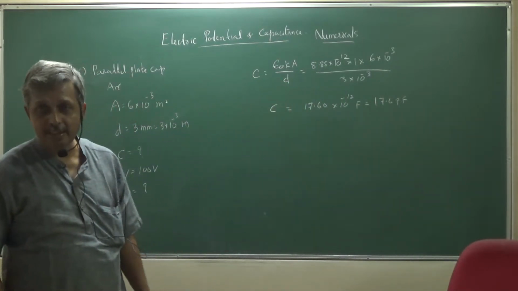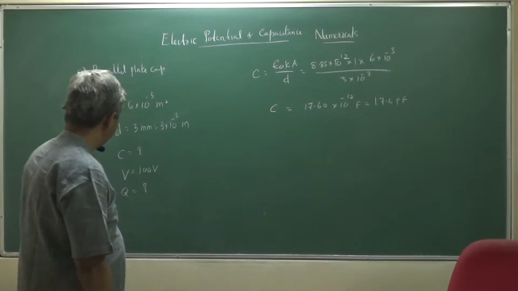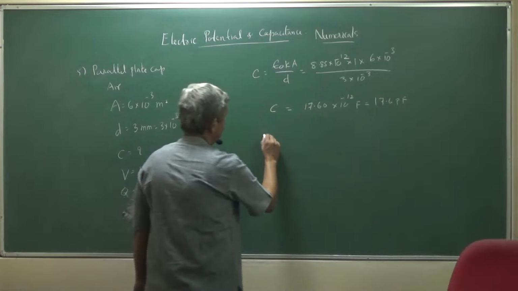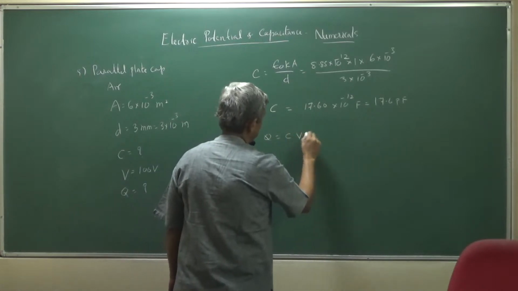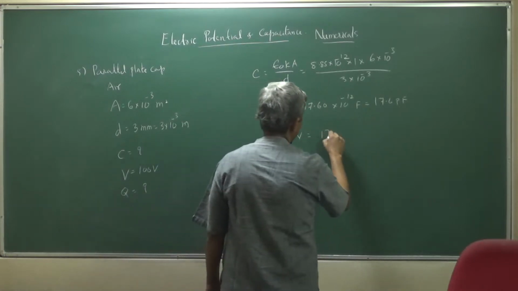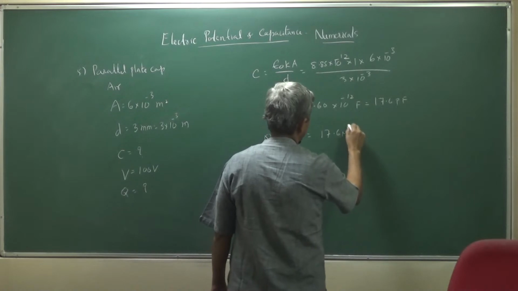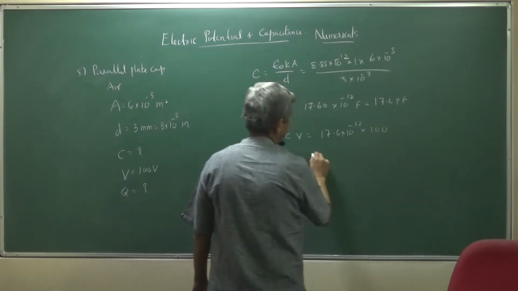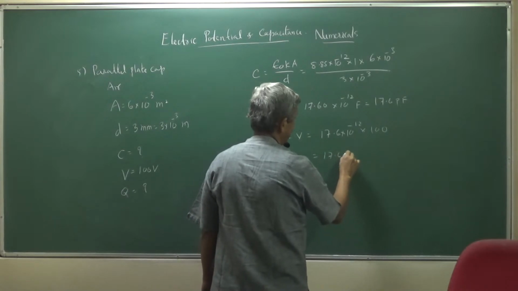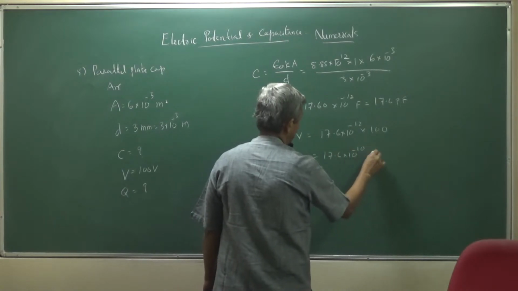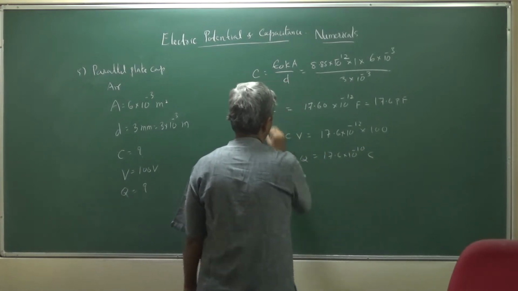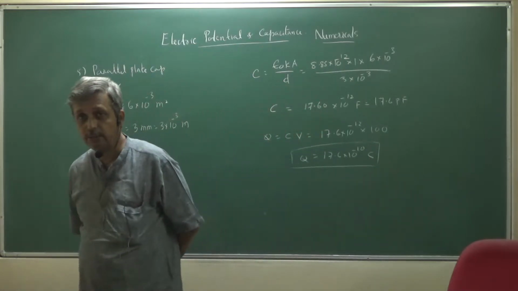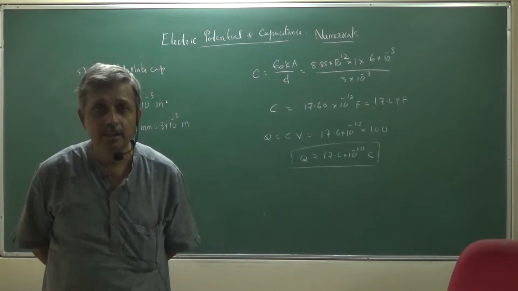Once you get the capacitance, you can calculate Q using Q is equal to C into V, where C is 17.7 into 10 power minus 12 and V is 100. So this is 17.7 into 10 power minus 10 coulombs. So you got both Q and C. This is how we can quickly calculate the capacitance.